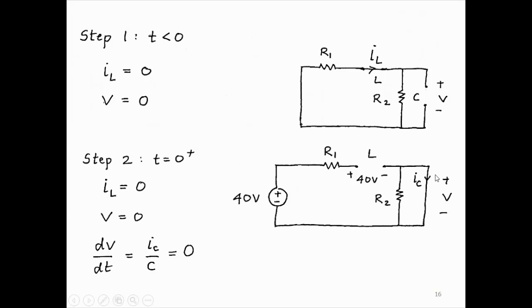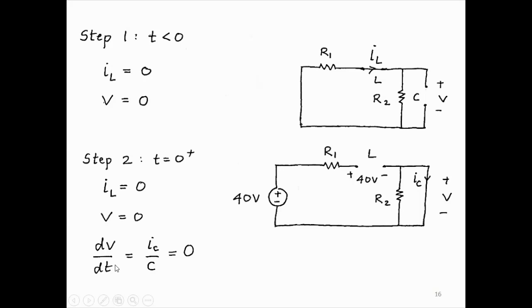The capacitor voltage is 0, so it acts as a short circuit. The voltage source is now connected. Well, the voltage source value is 40 volts now. So we are asked to find V, so let's find dV/dt, because that's what we'll need for finding the constants in the final solution.